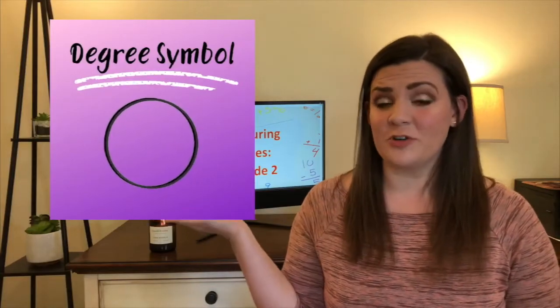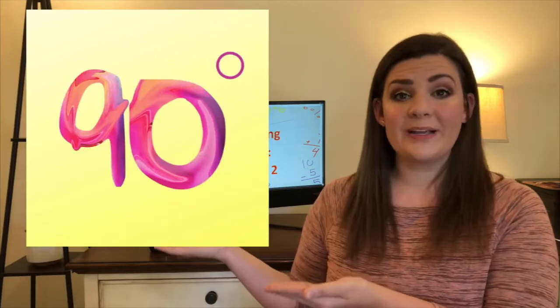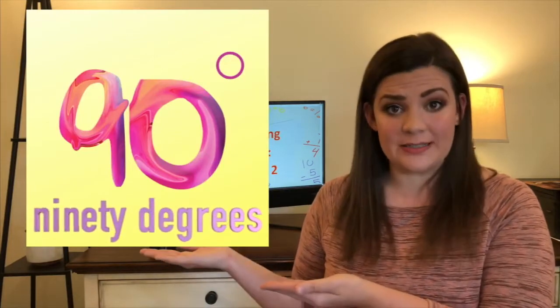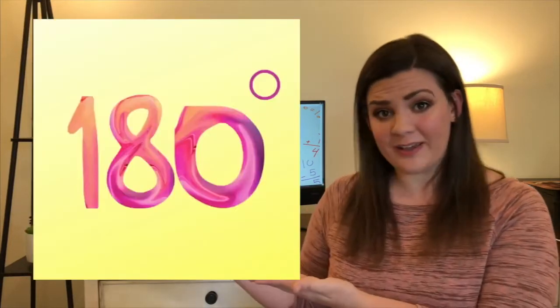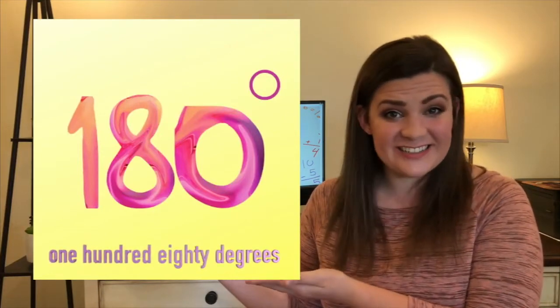This is the symbol for degree. You write this symbol after a measurement, so it would look a little something like this. We would read this as 90 degrees. Can you read this measurement? Did you say 180 degrees?